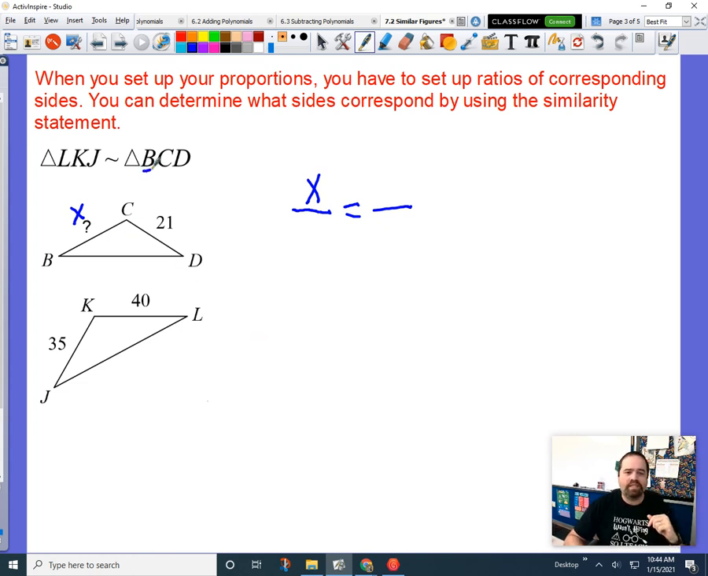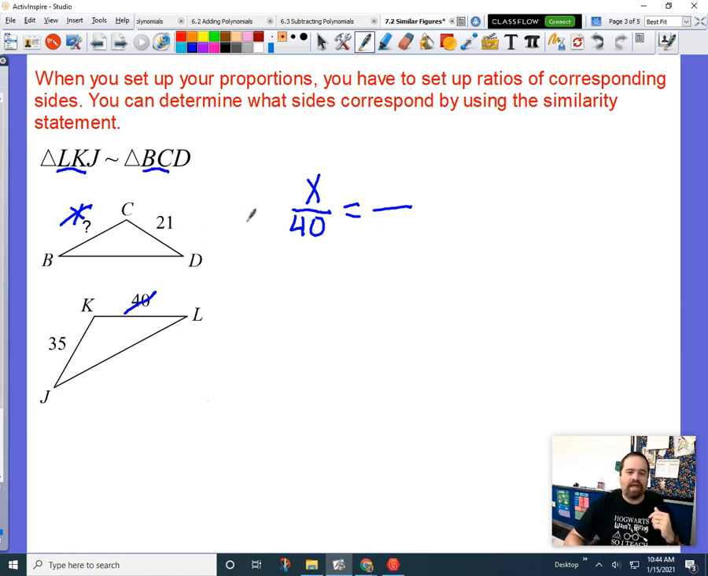So BC corresponds with LK. So I know that I can set up X and 40 in a ratio. They correspond, so they're going to get set up in a ratio. So I've used X, I've used the 40. Now, the 21 and 35 are going to be the other two pieces of the other ratio. I just have to make sure that I put the right number on top and on bottom, because if I do it backwards, I'm not solving equal proportions.